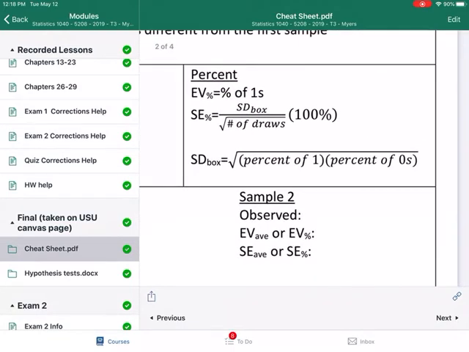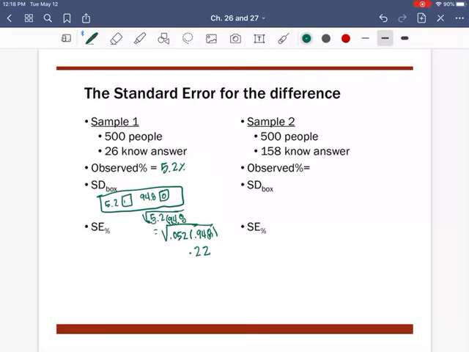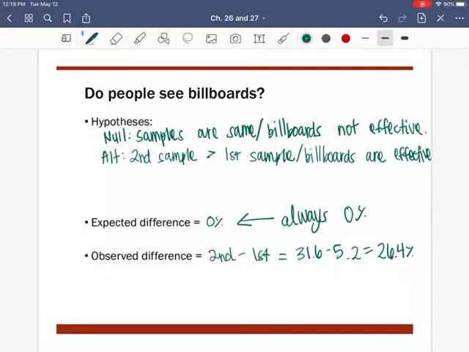This standard deviation of the box, that formula I just used, came from this percent of ones times the percent of zeros. We did that in the previous stuff as well, so hopefully it doesn't look unfamiliar to you. Standard error percent is equal to the standard deviation of the box divided by the square root of the number of draws times 100%. Or essentially 1.1%, it's 0.98%. Okay, so we've got our standard error for sample A.